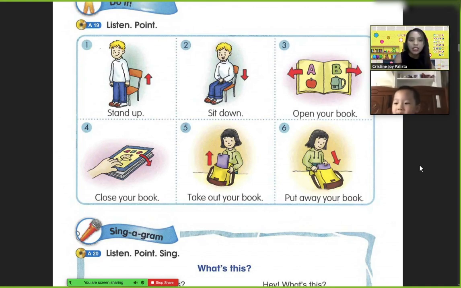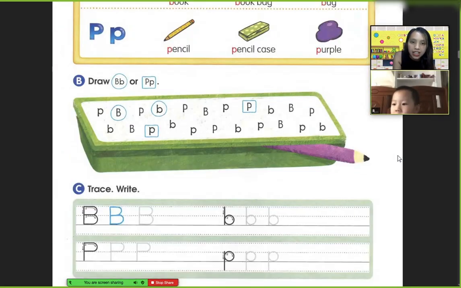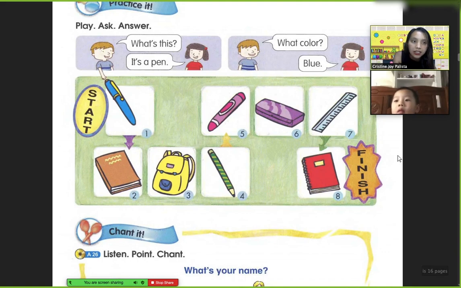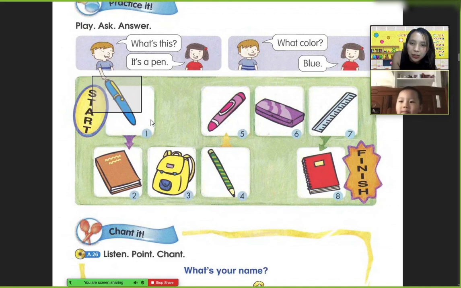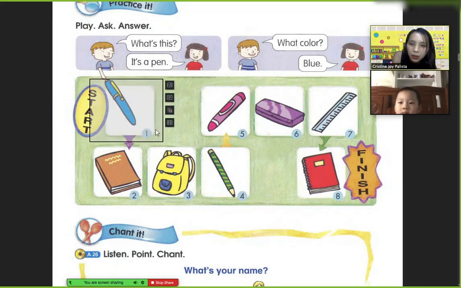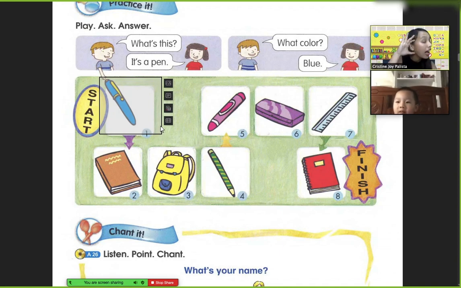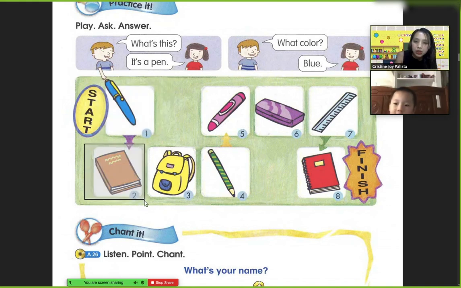Now, you have to tell me the color and the name, okay? Are you ready? Yes, I am. Okay, so let's start with this one. What is this? Blue. Color and name. It's a blue pen. Good job. Okay, number 2.